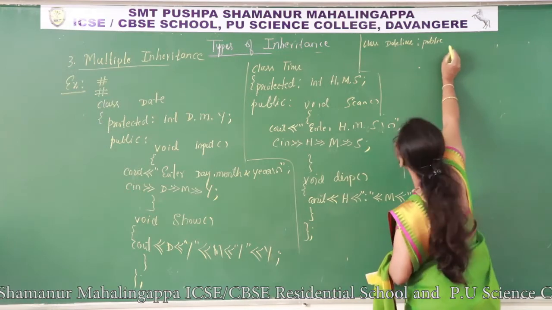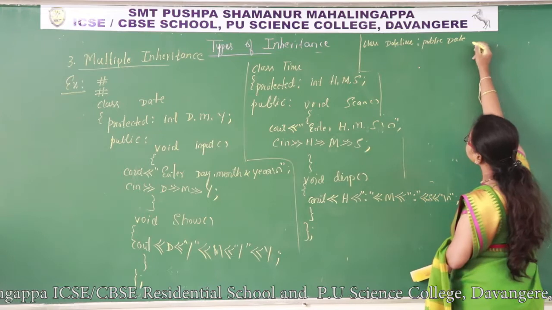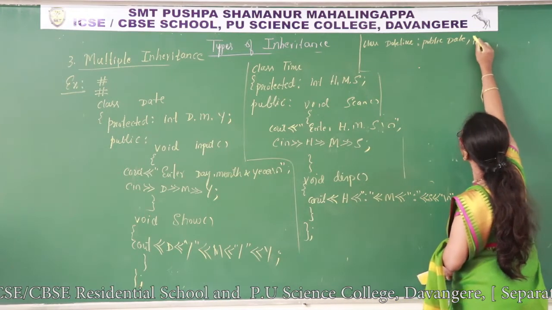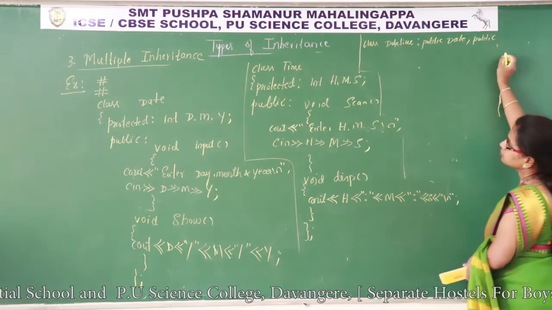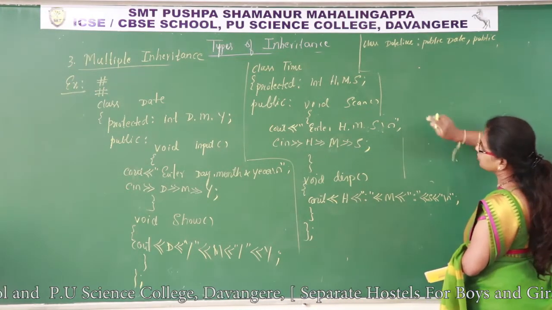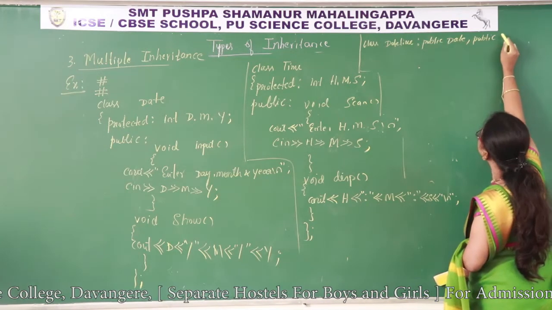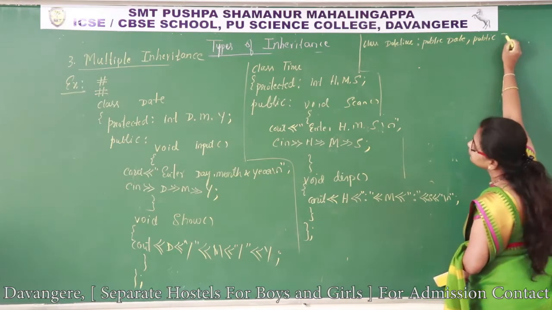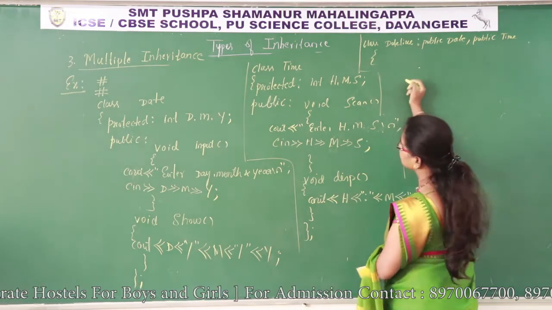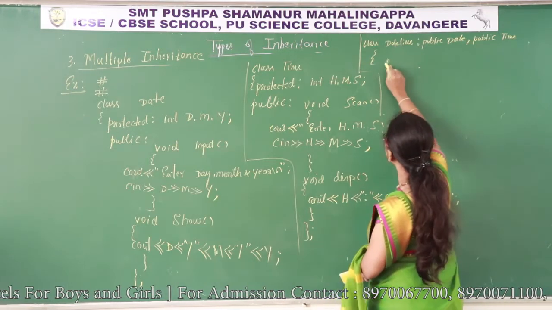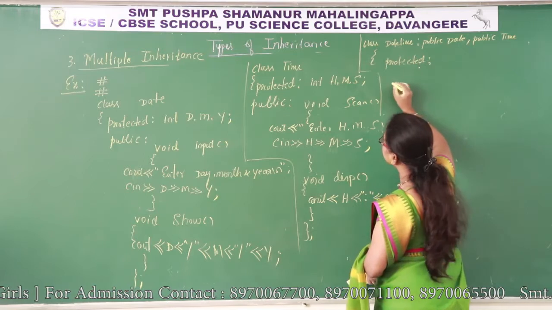date, then comma, public. We must write the visibility mode again here, public, then time. So in the protected section, protected and public.